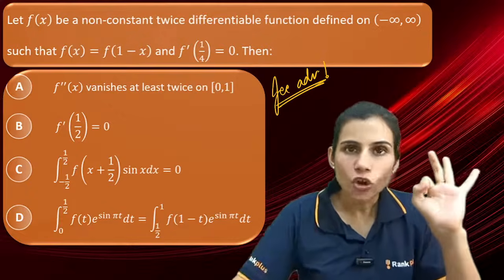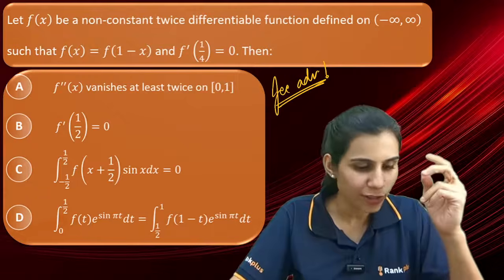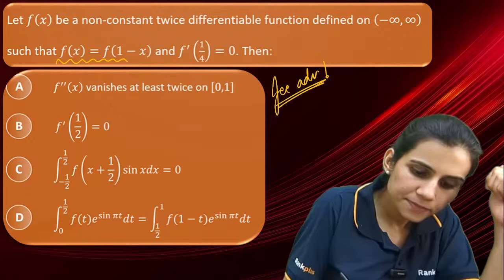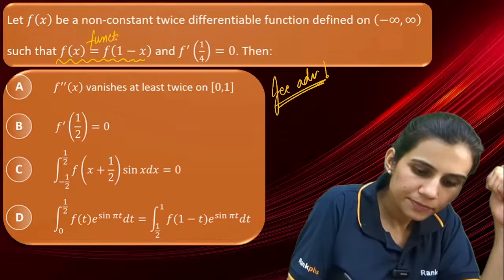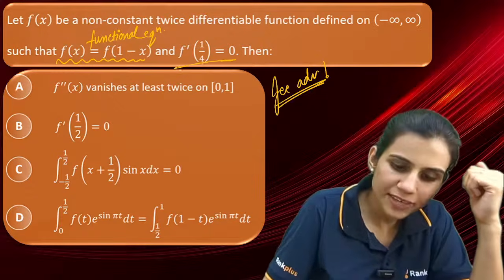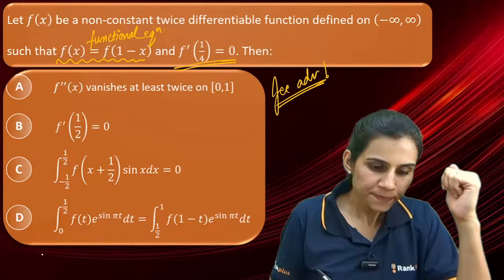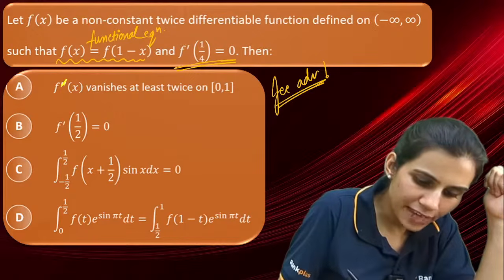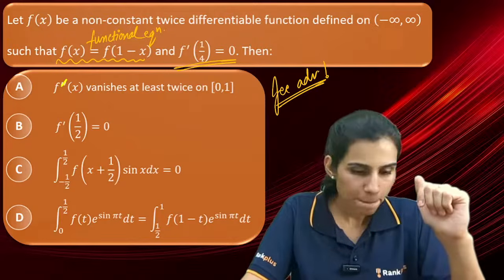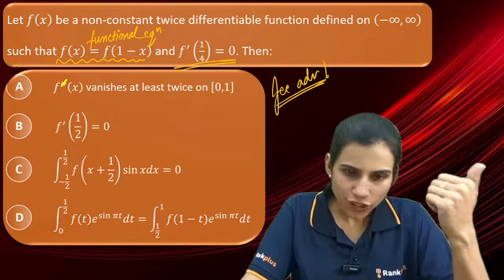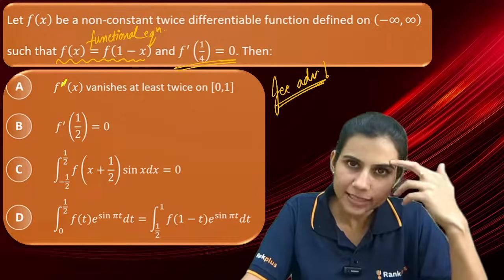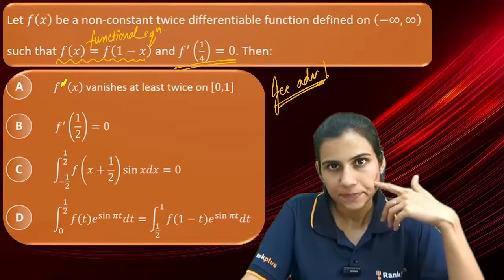f is a non-constant, twice differentiable function defined on the entire real line such that f of x is f of 1 minus x. This is a functional equation given to you, and it says f dash of 1 by 4 is 0. Now this is not f double dash, this is f dash. Option A says f dash vanishes at least twice in this interval. I am only interested in 0 to 1. Option B: f dash half is 0. Option C: integral from minus half to half, f of x plus half into sin x is 0. And what about option D?